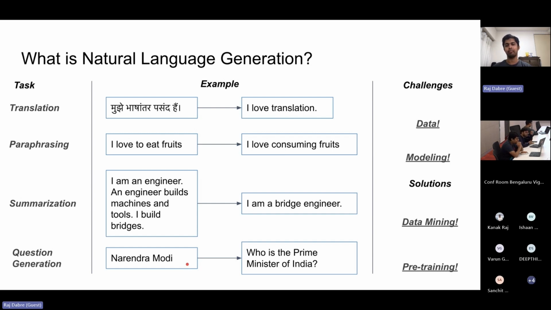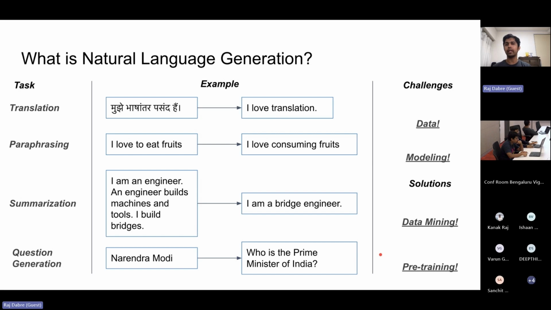It's like a game. It's trying to check if the model is able to understand the answer and then figure out what might be the question relevant to that particular answer. So what are the challenges over here? There are data challenges, there are modeling challenges, and the solutions are typically data mining and pre-training.